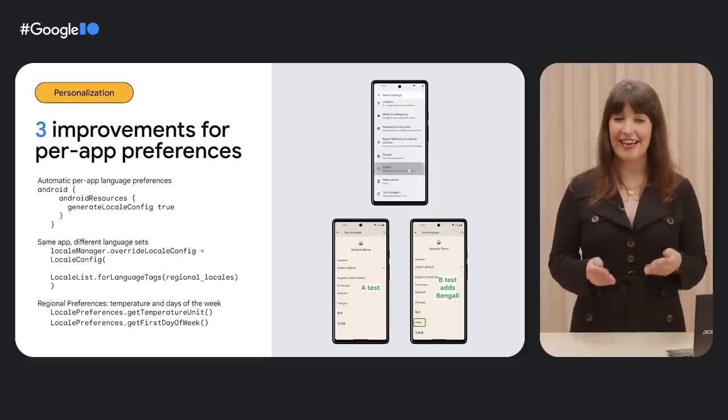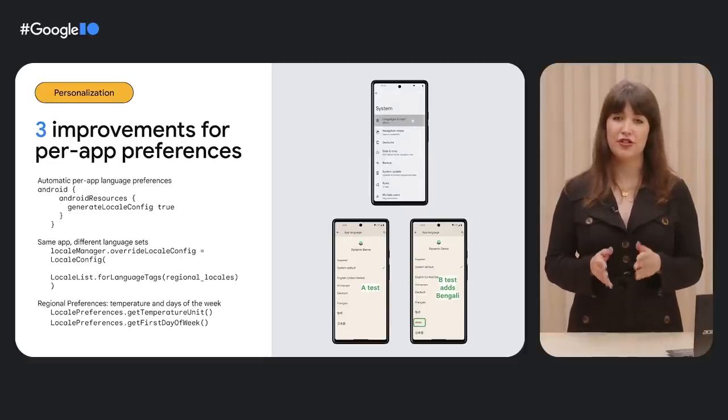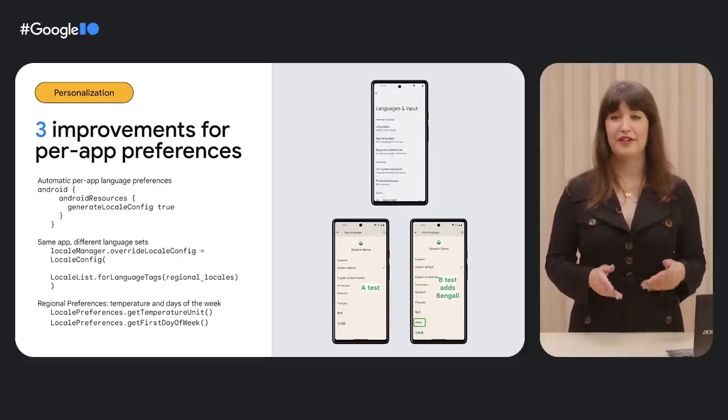And finally, in Android 14, users can choose their preferred temperature unit and first day of the week. So for me, as someone from the UK living in the US, I prefer my temperature units to be in Celsius rather than Fahrenheit. And for apps to treat Monday as the beginning of the week instead of the US default of Sunday. Check out the new backward compatible locale preferences library to enable this.